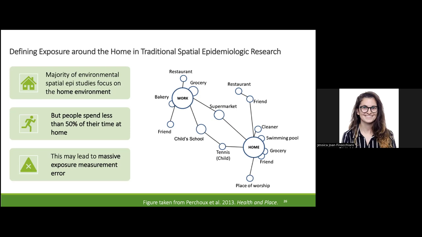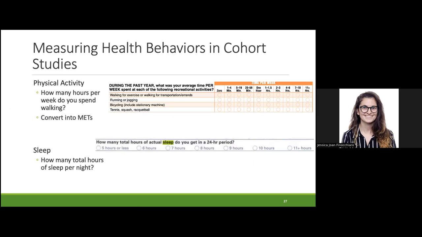But we know that people spend less than 50% of their time at home, right? So we know we are baking in lots of measurement error into this exposure metric, and that could bias our analysis, right? We also measure health behaviors pretty coarsely in cohort studies. So this is the question on physical activity. During the past year, what was your average time per week spent at each of the following recreational activities. And there's more than just these four, but this is just an idea.